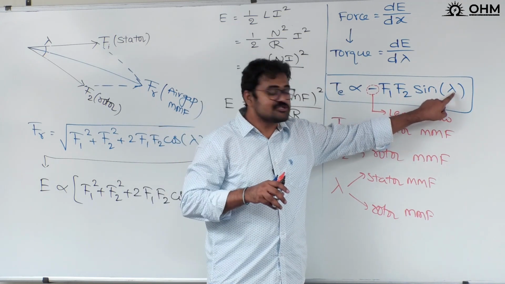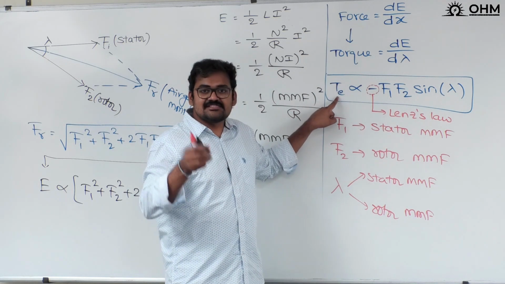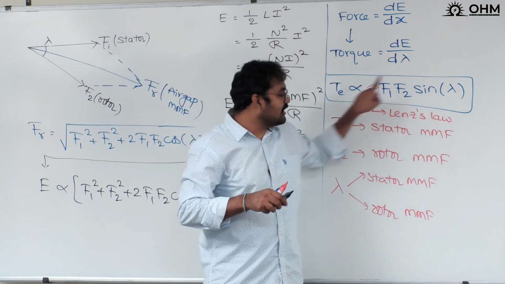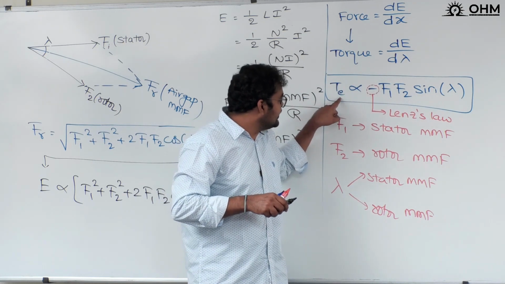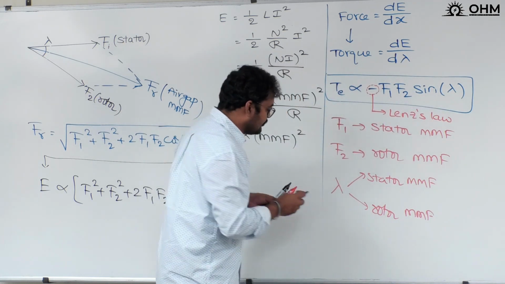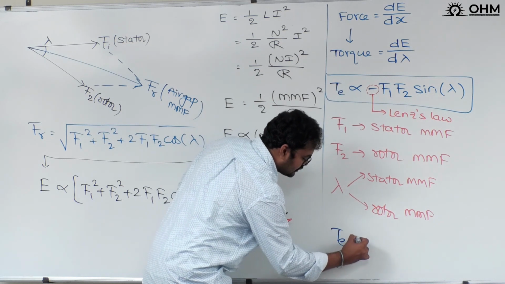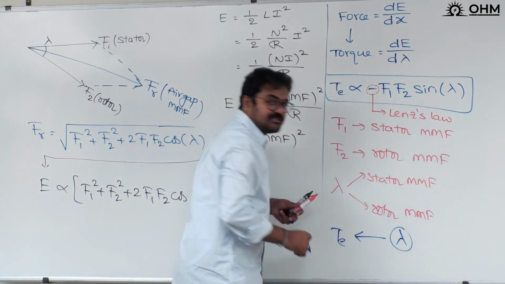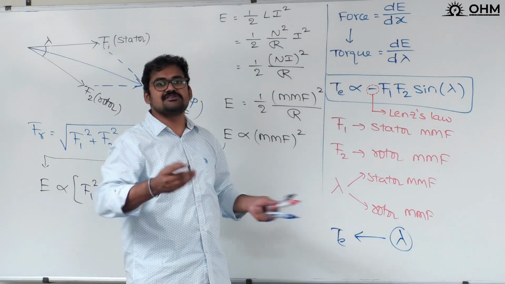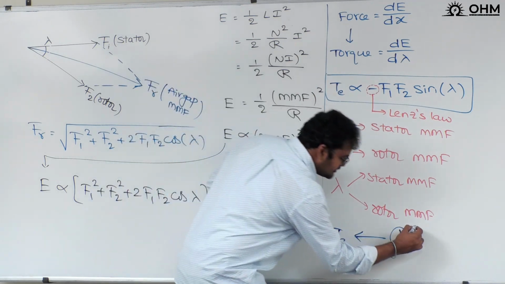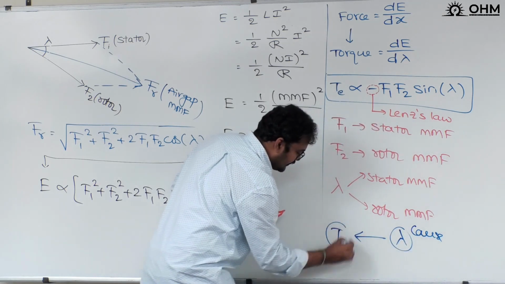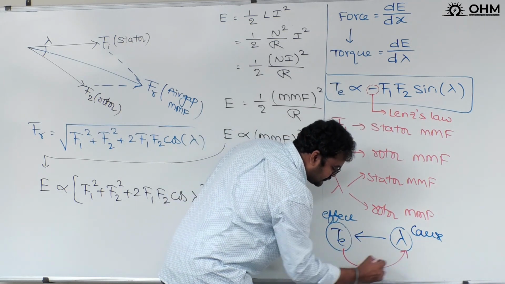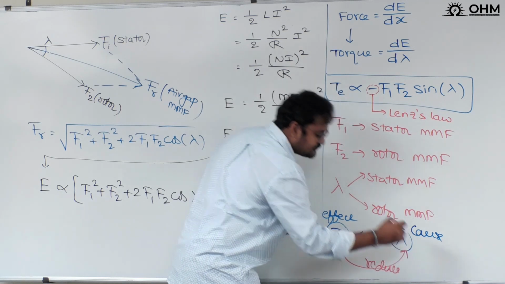Finite lambda. So the effect is the torque, and the reason is this lambda. Therefore, what will this torque try to do? It will try to reduce this lambda. That is how you need to understand Lenz's law here. The torque is produced because of the angle lambda. If lambda is 0, definitely torque is equal to 0. Therefore, this is the cause and this is the effect, and this effect will try to reduce the cause.